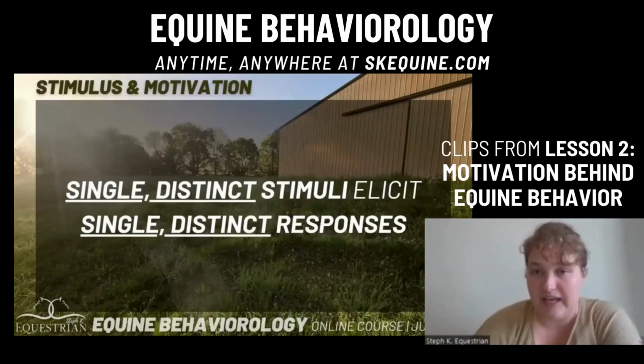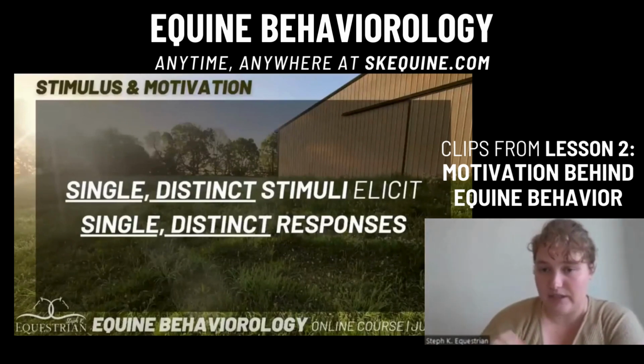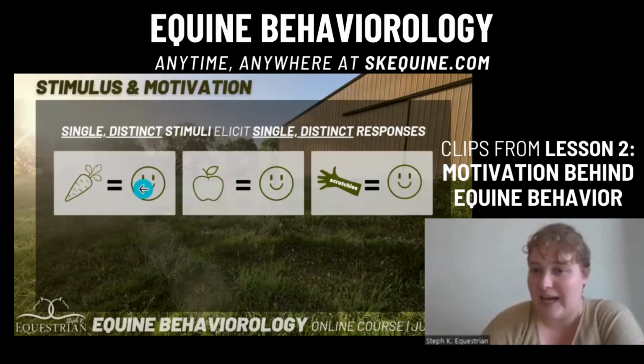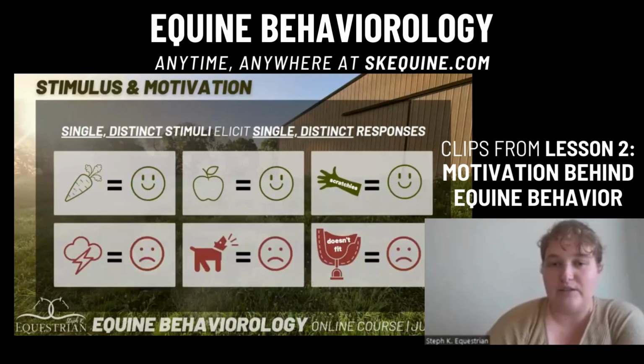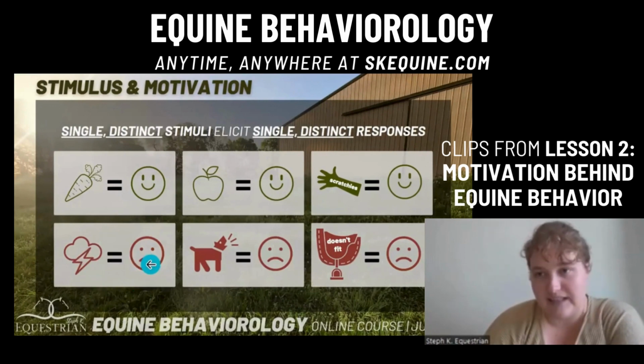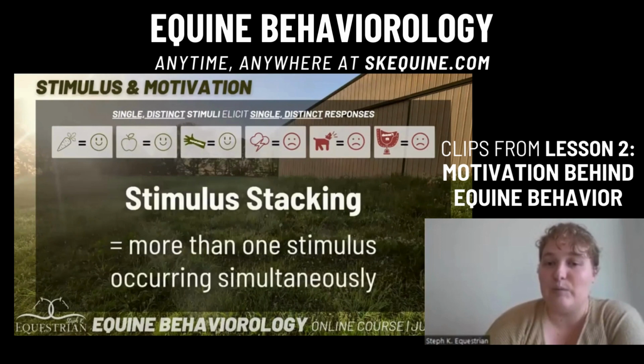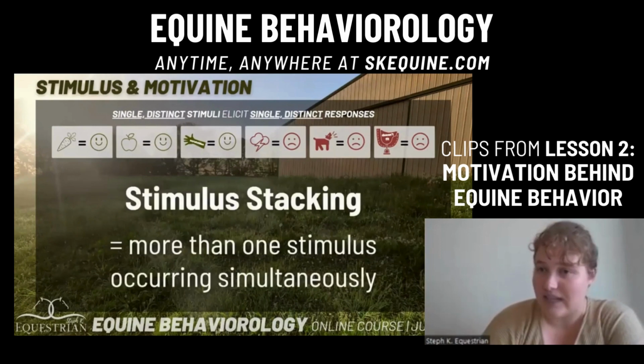Single distinct stimuli will elicit single distinct responses. So for example, a carrot elicits a happy horse response. Aversive stimuli do the same thing. A thunderstorm elicits a sad horse response. That said, stimulus stacking is when more than one stimuli are occurring simultaneously.